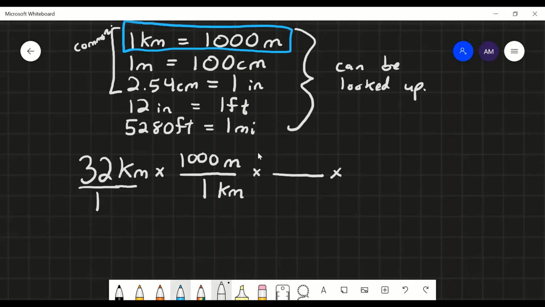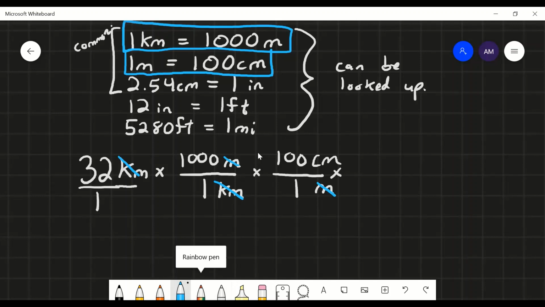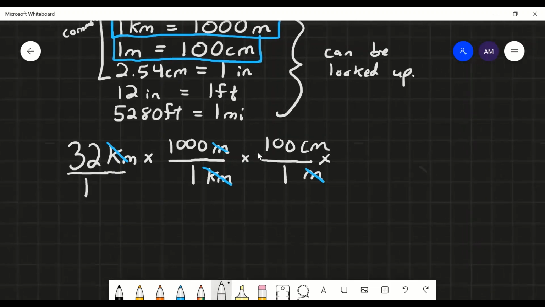Next, now that kilometers have been canceled out, we look at the next conversion. 1 meter is the same as 100 centimeters. So if meters are on the top, I need to cancel them by putting meters down here, and centimeters goes up here. 100 goes with the centimeters, 1 goes with the meters, and then the meters are canceled. I'm just going to repeat this process 3 more times for the centimeters to inches, inches to feet, feet to miles. So let's go.